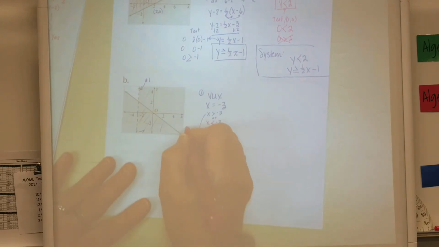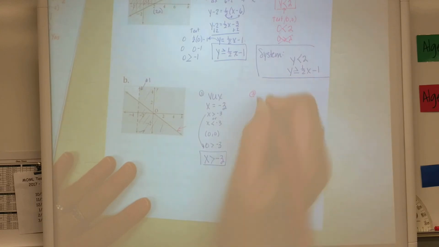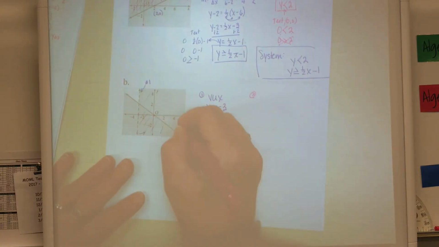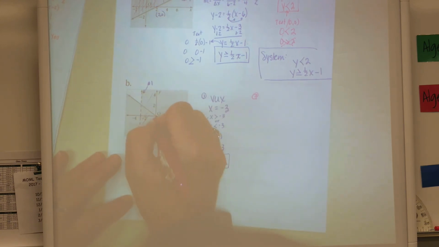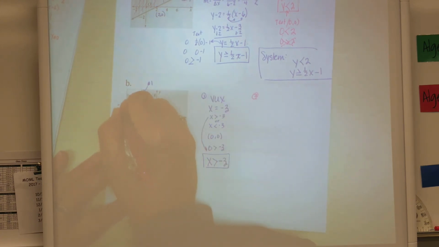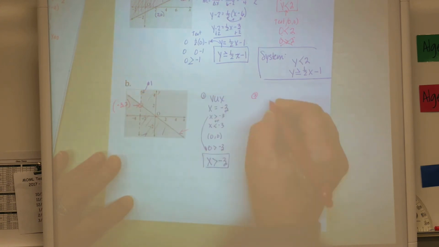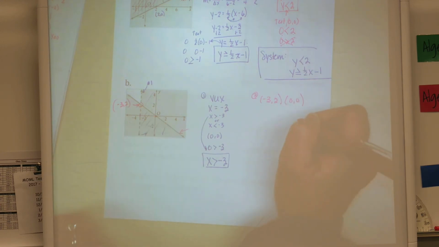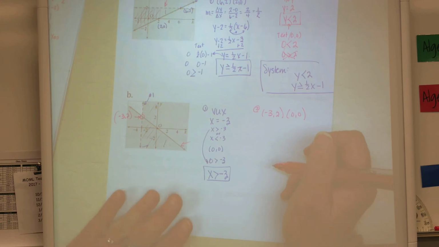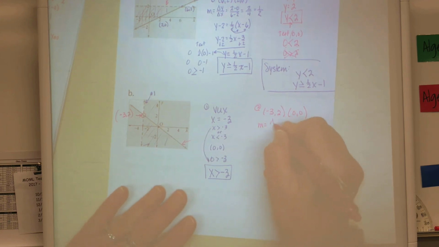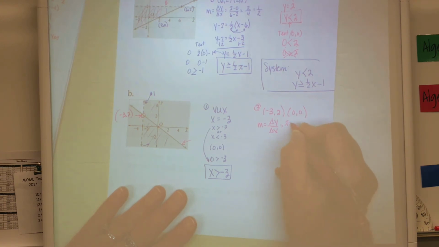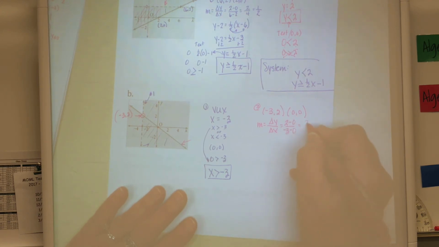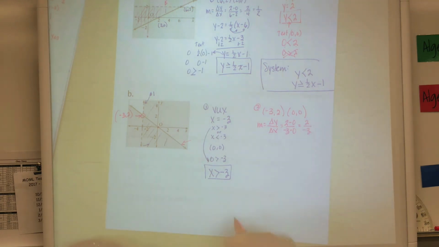Now I'm going to do this line and its shading. It looks like it goes through 0, 0. It also looks like the intersection was -3, 2. That was my intersection. So I'm going to use that point, and it goes through the origin at 0, 0. So I'm going to find my slope first. You take your change in y over your change in x. So I'm going to subtract my y's: 2 minus 0 for my y's, -3 minus 0 for my x's. 2 minus 0 is 2. -3 minus 0 is -3. So my slope is -2/3.